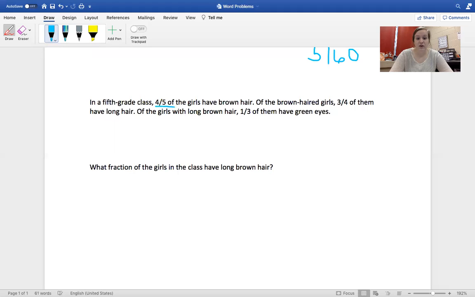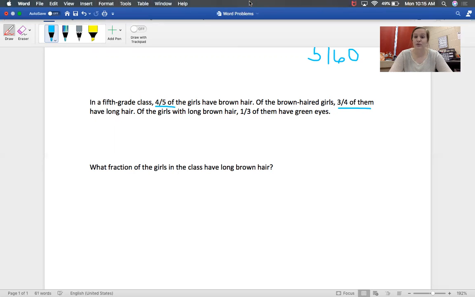Well, 4/5 of the girls have brown hair. Of the brown-haired girls, 3/4 of them have long hair. So we know that 4/5 of the girls have brown hair. 3/4 of them have long brown hair. Of the girls with long brown hair, 1/3 of them have green eyes. This seems a little tricky, but we know that we're not going to use the 1/3, correct? Yeah, because our question doesn't ask about green eyes. It asks about long brown hair. So we know that we're just looking at 4/5 and 3/4.